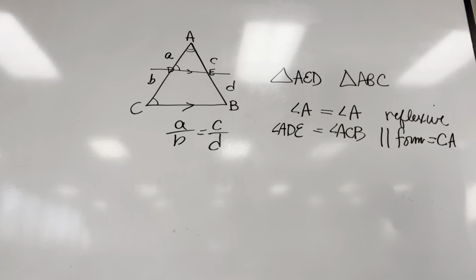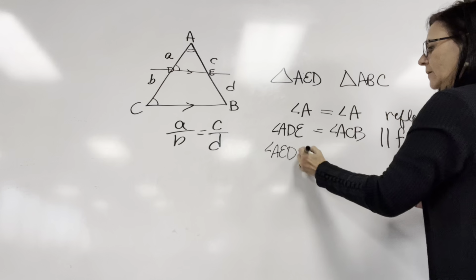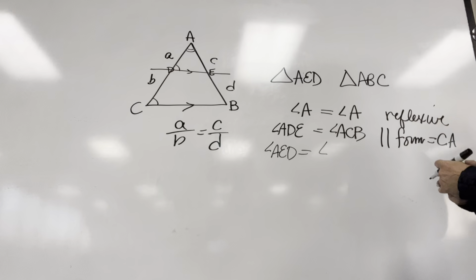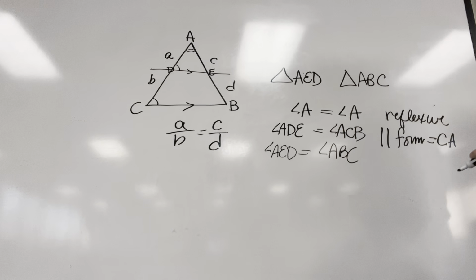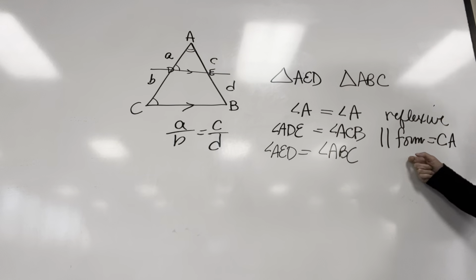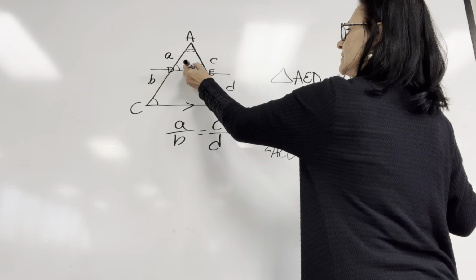And so what do we know about the last angle, angle AED? What does it equal in the big one? Angle ABC. Why? Landry? Parallel lines form equal corresponding angles. Same reason. They're corresponding angles.